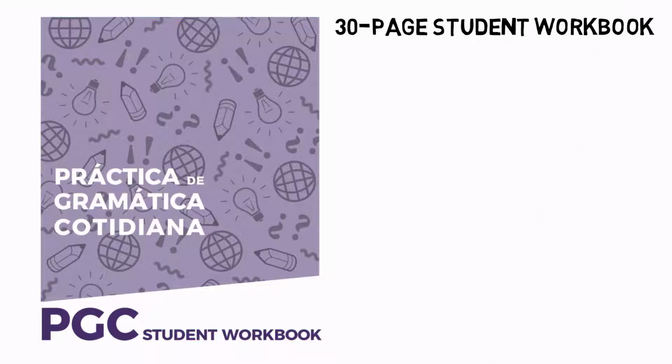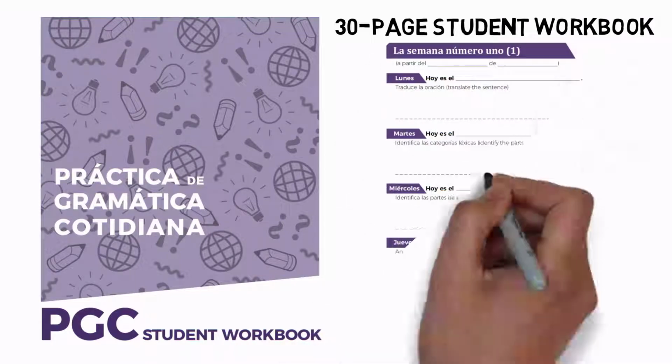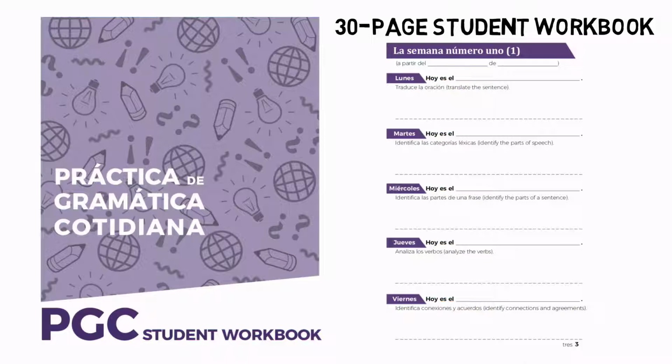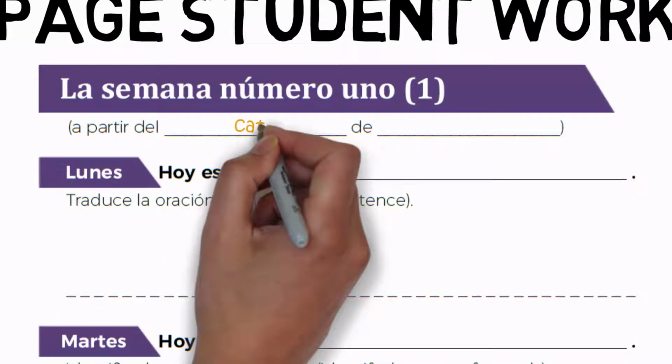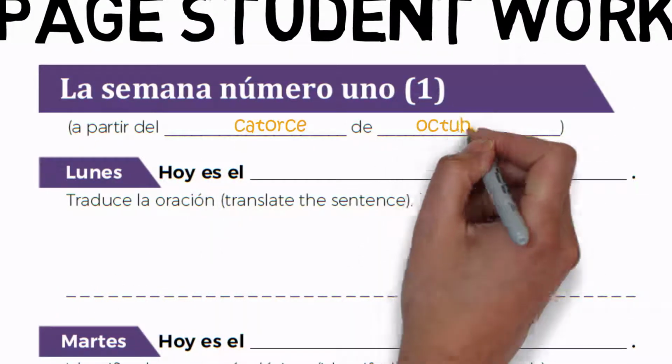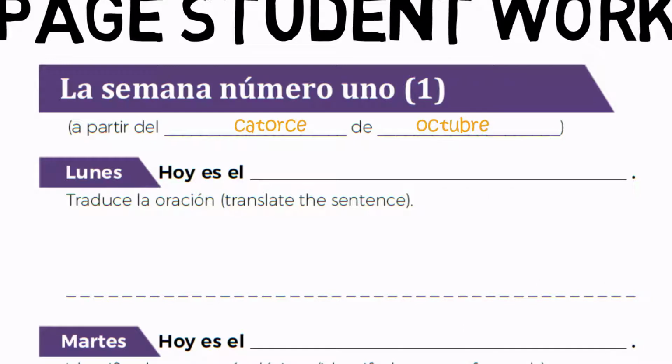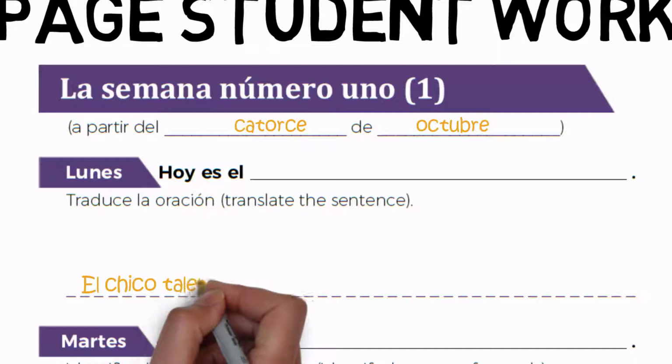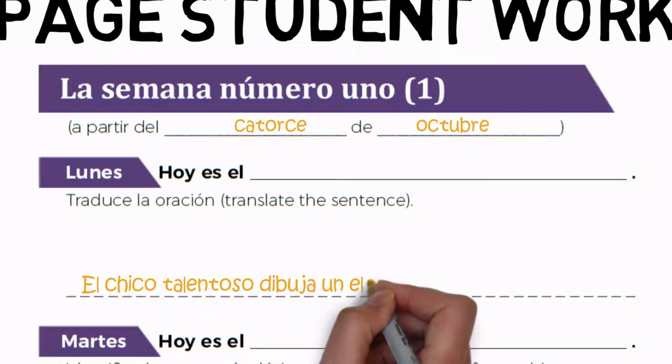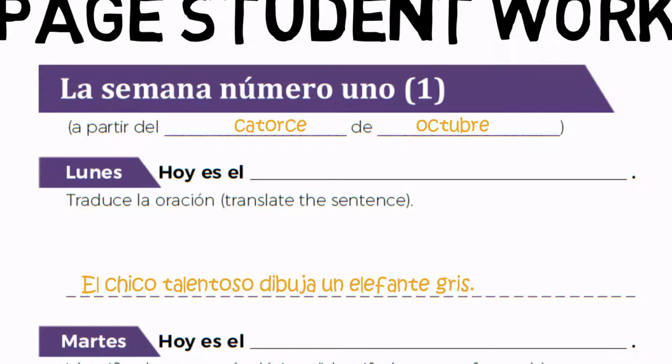Depending on your current grammar topic, you create a Spanish sentence that students will analyze each day of that week. At the beginning of each week, students will complete the header information based on the current date. After completing the header information, students begin the week by writing the assigned sentence on the line provided. My example sentence being, El chico talentoso dibuja un elefante gris.